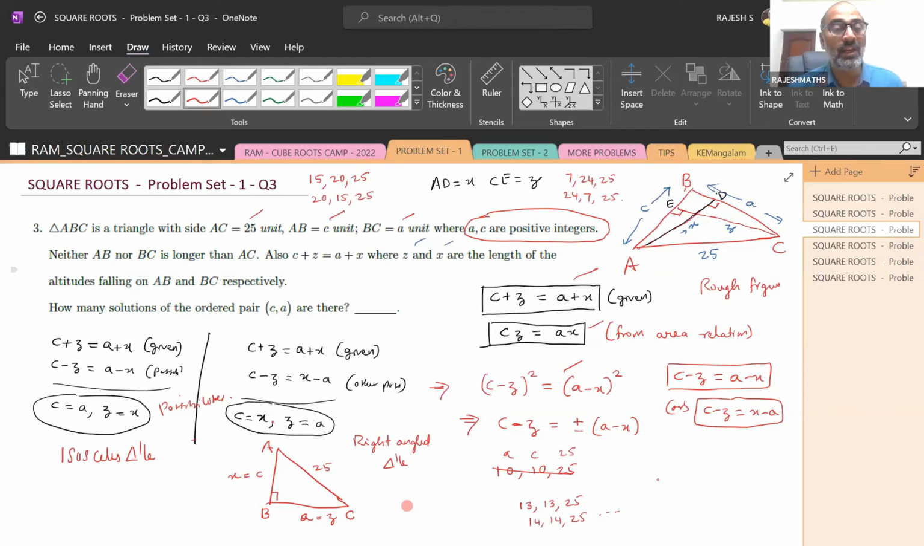But the product is always going to be equal. That is there by the area property. When you do it algebraically, you get that the difference C minus Z is equal to either A minus X or X minus A. So if the sum of a side and the altitude, if one pair is happening, then the triangle will be either a right triangle or an isosceles triangle. We can algebraically prove it.